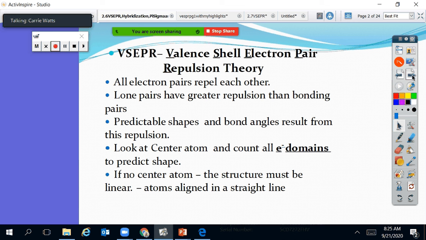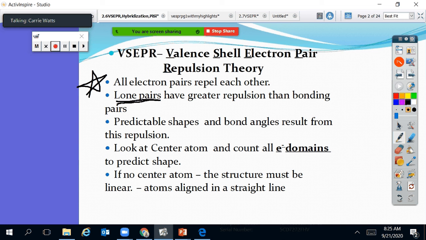Okay, and we use a tool that you've learned in honors called VSEPR, valence shell electron pair repulsion theory. And the theory is based on the fact that the electrons repel each other. Okay, so they want to be as far away as possible. It's important to note that if you have a lone pair on an atom, it has a greater repulsion than any of the bonding pairs. Okay, so that's important to know. So those lone pairs want to get farther away than any of the bonding pairs.